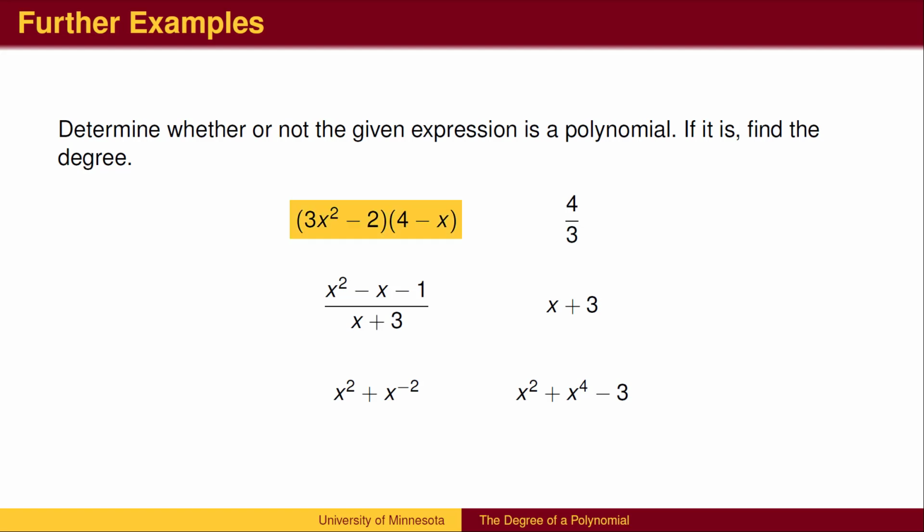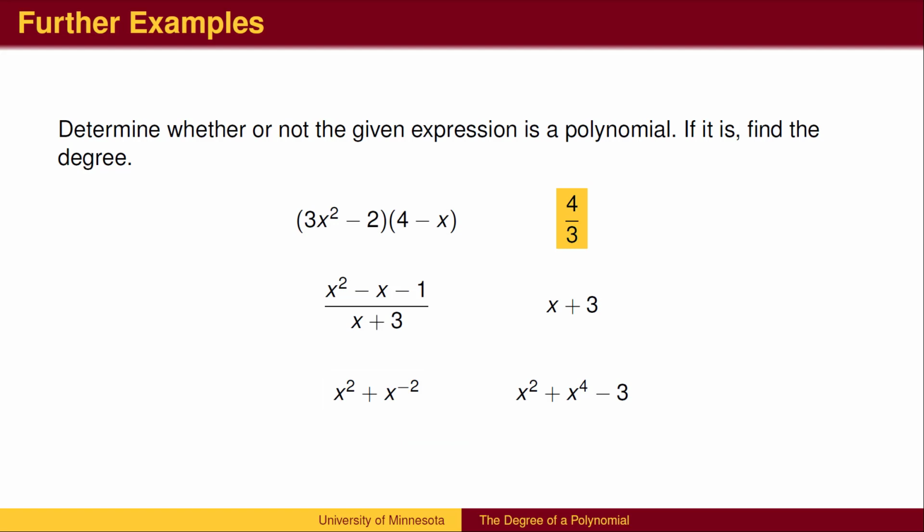The first expression is a polynomial. When expanded, we find that the outside term involves x cubed, so the degree is 3. The second expression involves division, which is not allowed. This is not a polynomial. Negative exponents mean reciprocals. X to the negative second is 1 over x squared. Again, this division means that the expression is not a polynomial.